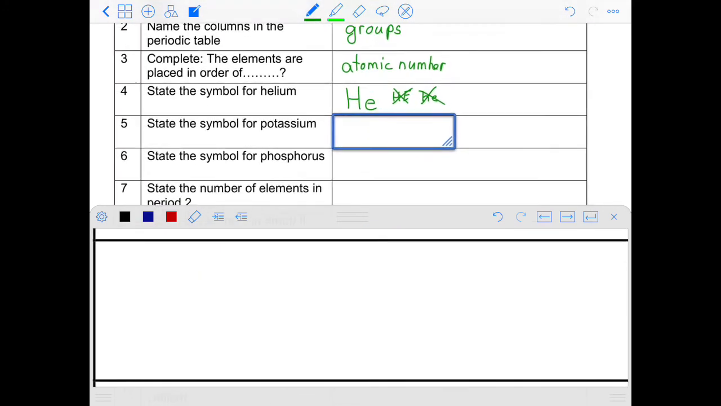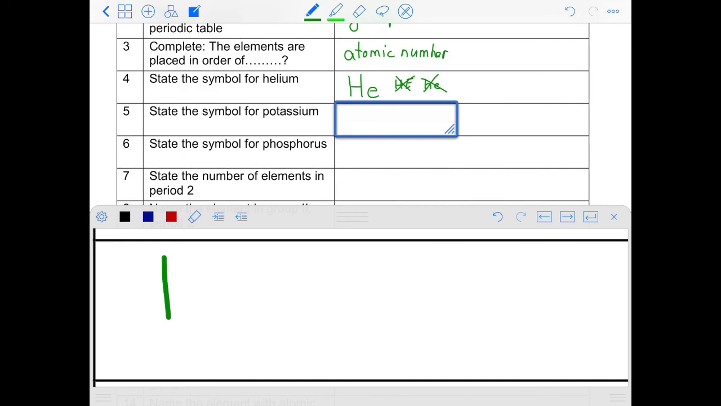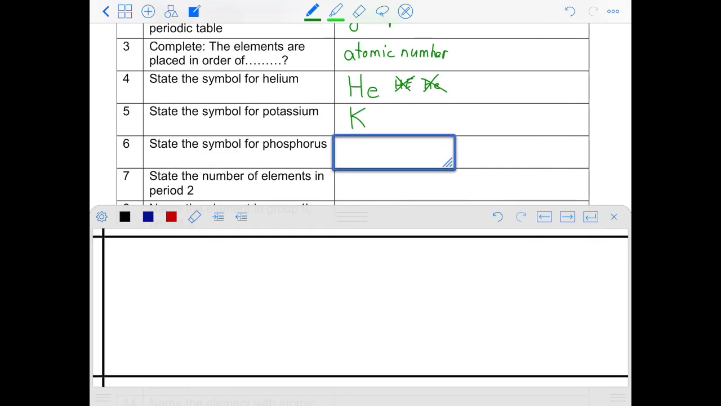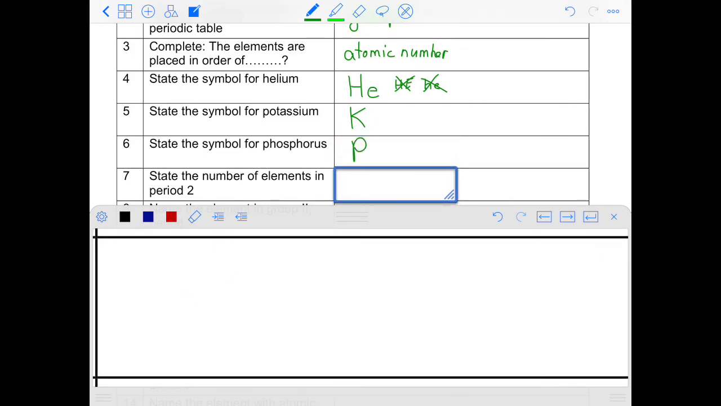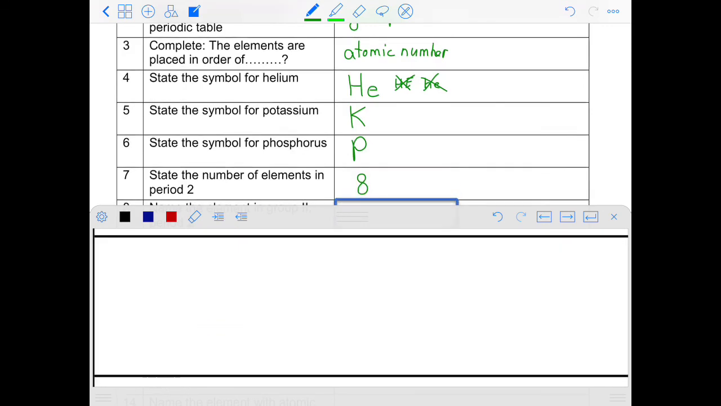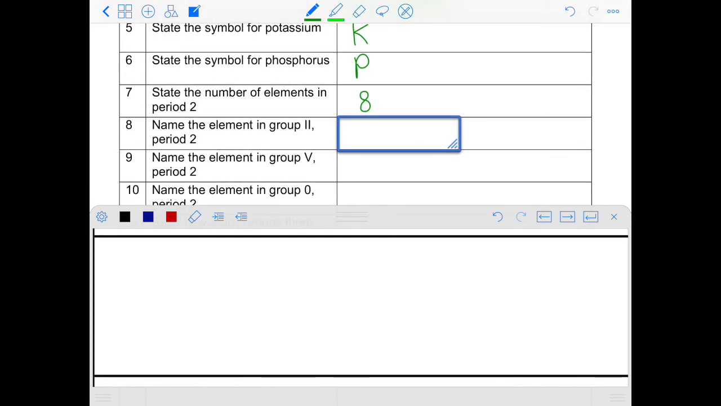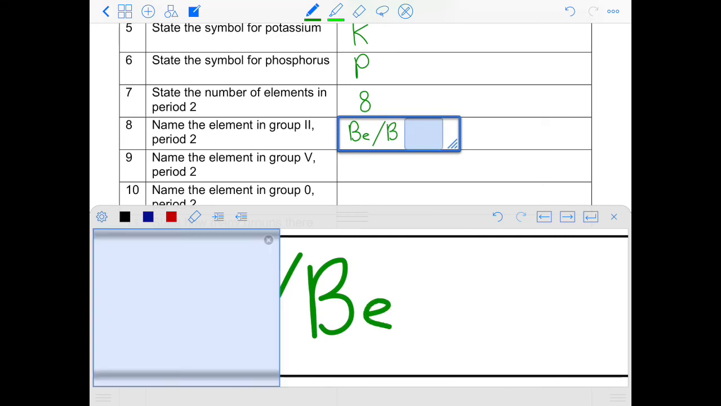So the symbol for potassium is the letter K. Again, a capital K, not a lowercase k. The symbol for phosphorus is a capital P. The number of elements in period 2, we have 8 elements in period 2. The element in group 2, period 2 was beryllium. So if you've done the symbol, that's fine. Or if you've written out the name, that is also all right.